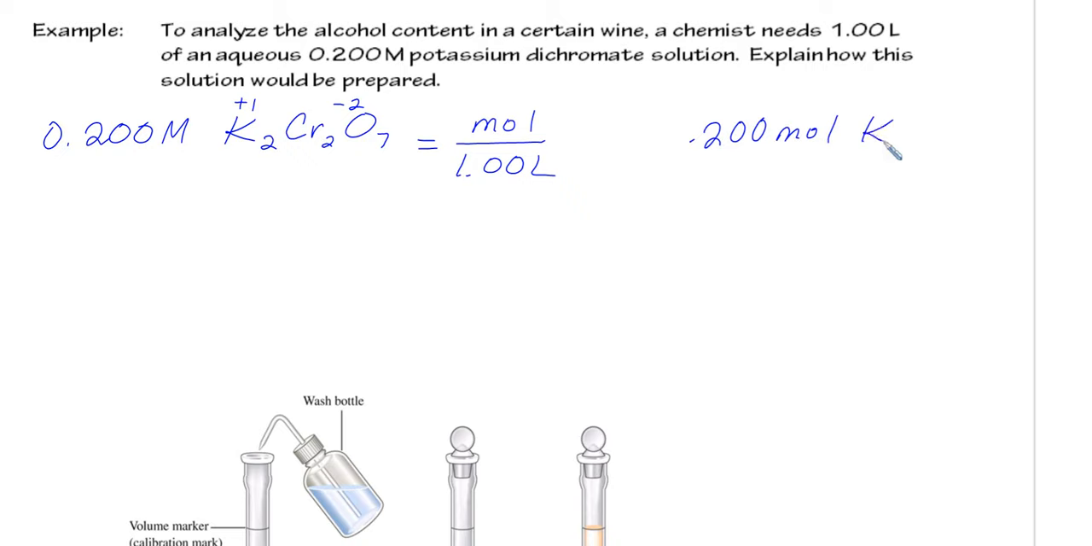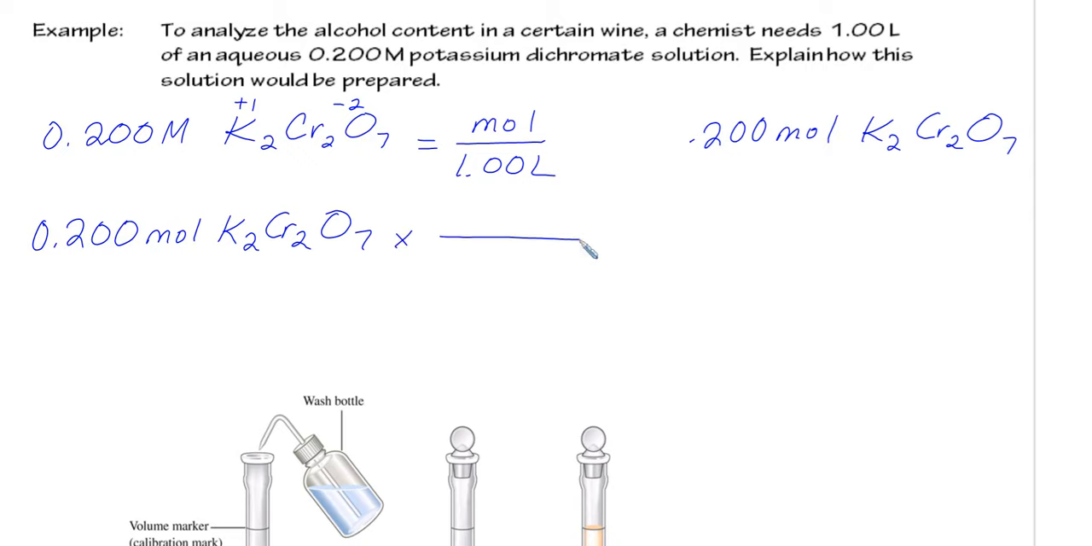Okay, I think I can handle that. But again, in the lab, we don't measure in moles. We'd want to measure this in grams. So all we need to do is take that 0.2 moles of potassium dichromate and get that out of moles and into grams. The molar mass of 1 mole should be on the periodic table. We just have to add them up.